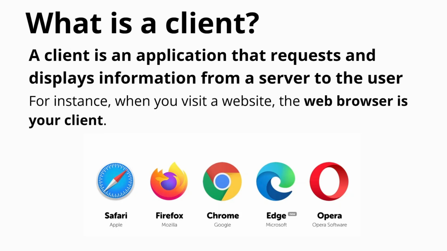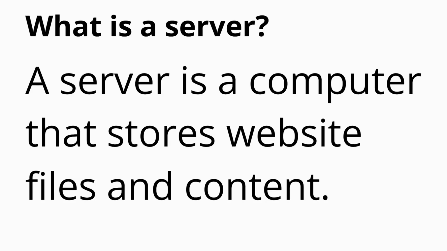How does the web work? Before a user can access a website, he needs a client. A client is an application that requests and displays information from a server to the user. For instance, when you visit a website, the web browser is your client. Examples of clients are Chrome, Firefox, and Safari. There is also the server. So what is a server? A server is a computer that stores the website files and content.